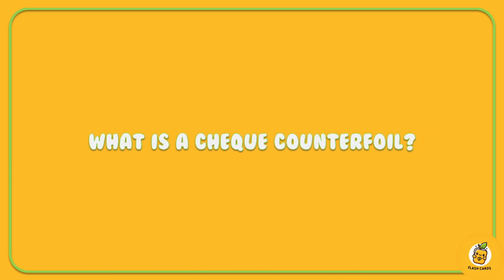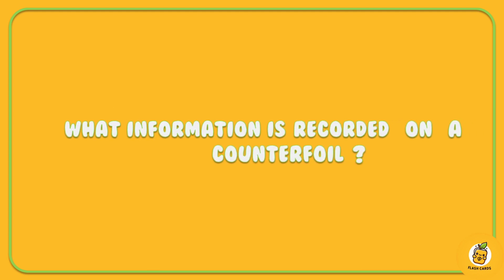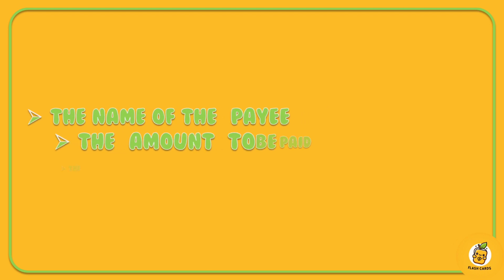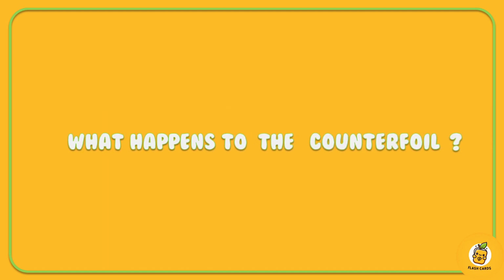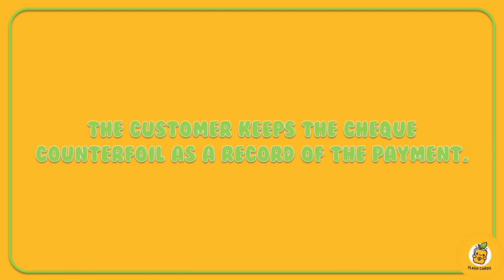What is a check counterfoil? Checks are attached to counterfoils in a checkbook where basic details are recorded. What information is recorded on a counterfoil? The name of the payee, the amount to be paid, the date written. What happens to the counterfoil? The customer keeps the check counterfoil as a record of the payment.